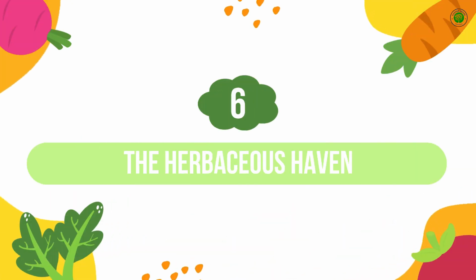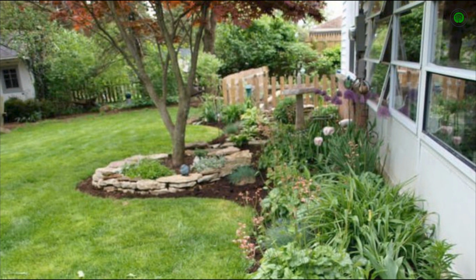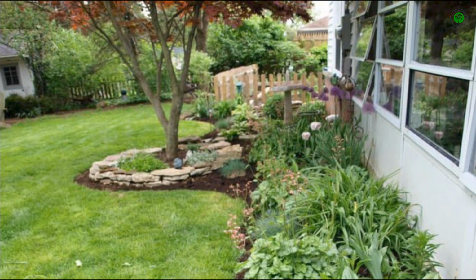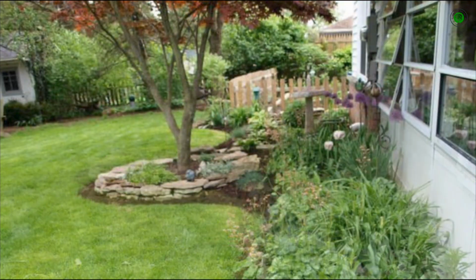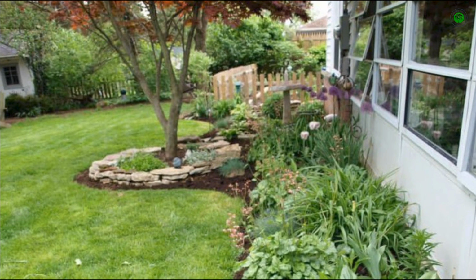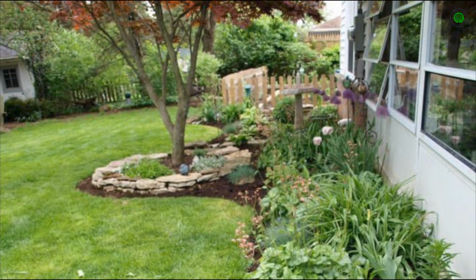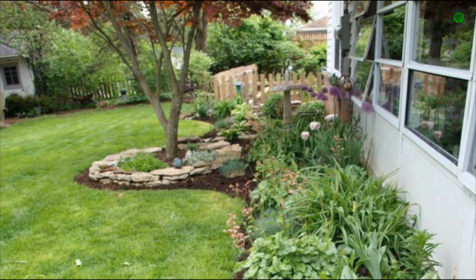6. The herbaceous haven. Plant a selection of shade-tolerant herbs like mint, parsley, and chives around the tree. Not only does this add visual interest and fragrance, but it also provides fresh herbs readily accessible from your garden. Ensure the herbs are not overly aggressive growers that could compete with the tree.